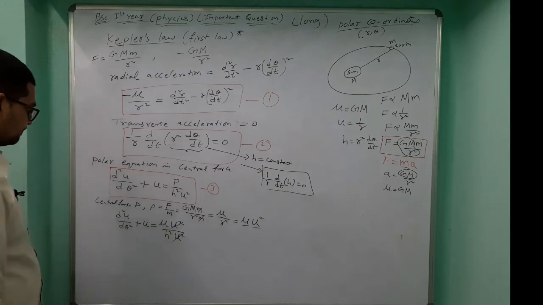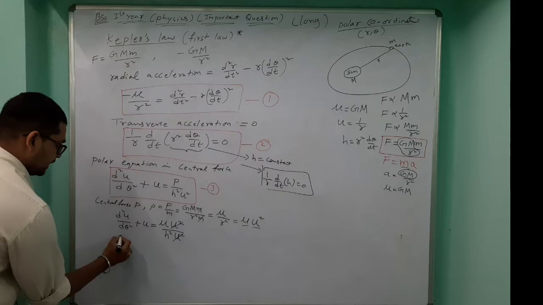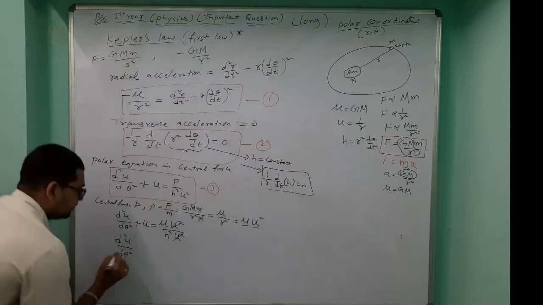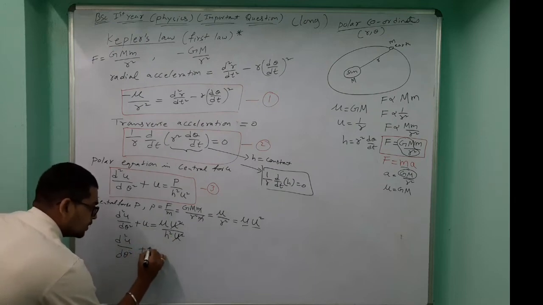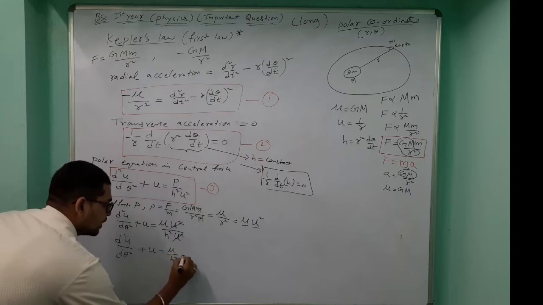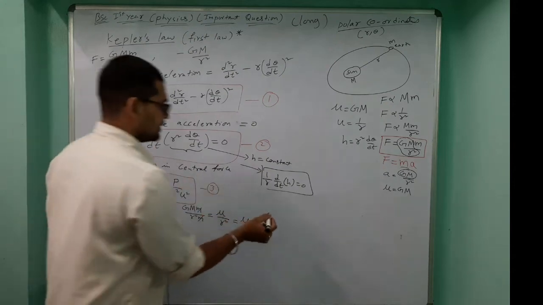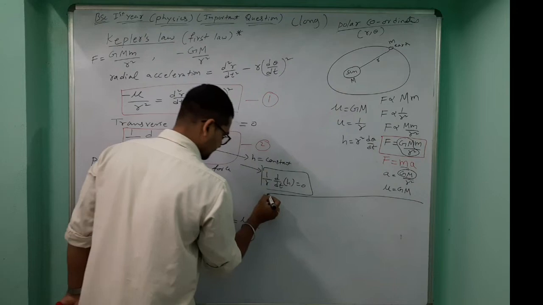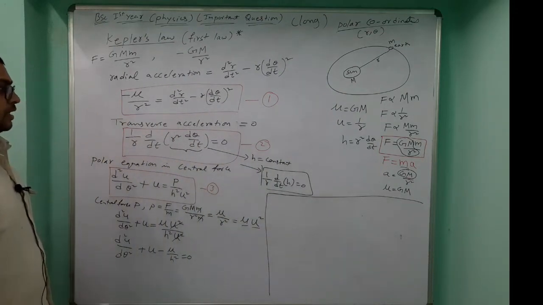So what are we left with? We are left with d square u by d theta square. Now I'll take this to this side: plus u minus mu by h square is equal to 0. So after this, one crucial step is there. Very much an important step. I'm writing it here.